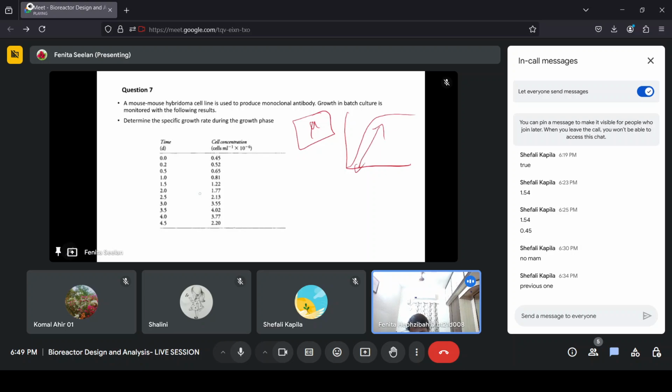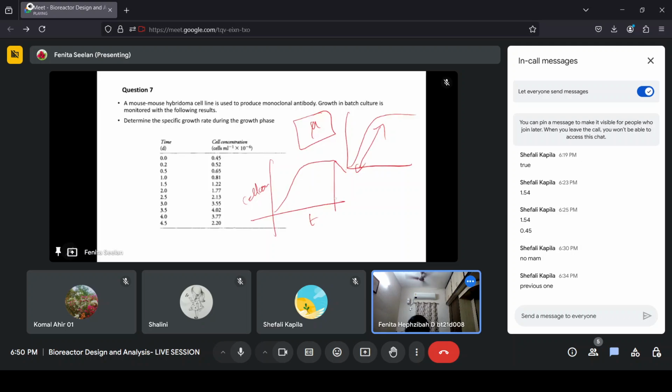So what you should be doing? You should be plotting a graph with respect to time and cell concentration. So the graph will somewhere look like this. After 4.5, at 4, it should be looking like this. So you have to find the slope here. The slope will give you what? It will give you the value of mu, the specific growth rate.